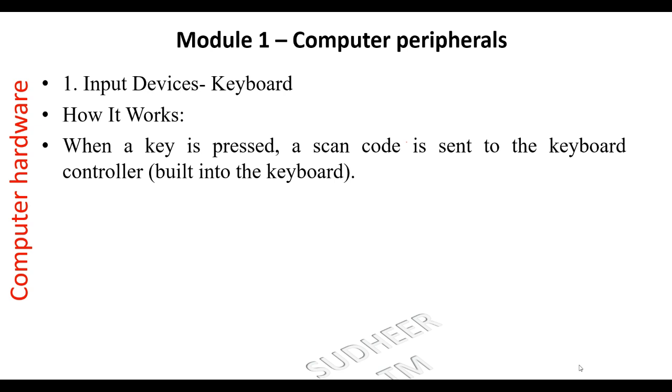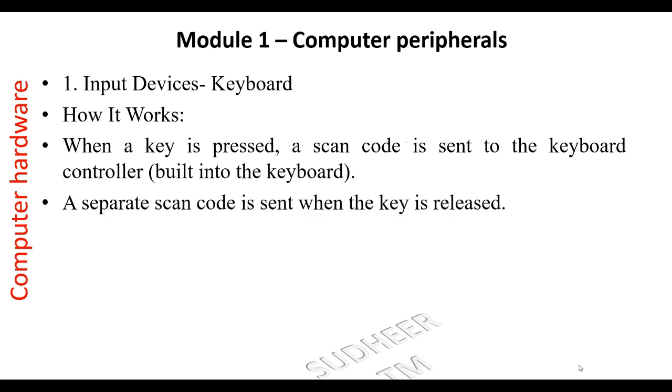So when we hit a key, while you are pressing a key, what is happening is a code corresponding to each key; there will be a code. That code will be sent to your controller. And a separate scan code is sent when the key is released. Okay, so in association with the key hit, two codes will be sent to your keyboard controller while pressing one key.